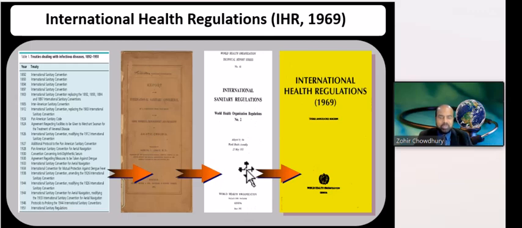The ISR 1951 provided a single set of rules to help member states control the spread of 6 quarantinable diseases. Then, the 22nd World Health Assembly in 1969 adopted, revised, and consolidated the International Sanitary Regulations, or the ISR, which were renamed as the International Health Regulations, or IHR. And since this was adopted in 1969, it carried that year as its designation as IHR 1969.